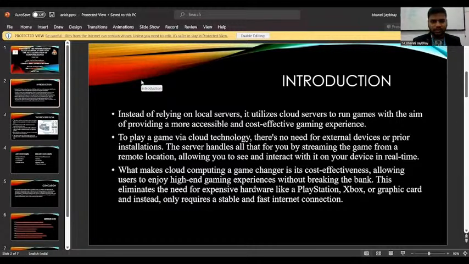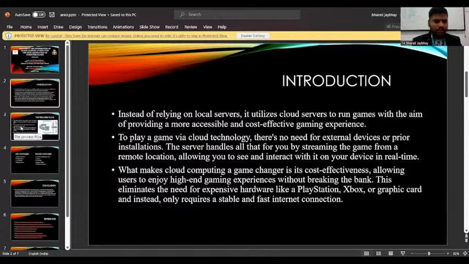In the introduction, instead of relying on a local server, it utilizes a cloud server to run a game with the aim of providing a more accessible and cost-effective gaming experience. To play a game via cloud technology, there is no need of an external device or installation. The server handles all of that by streaming the game from a remote location, allowing you to see and interact with it on a device in real time.